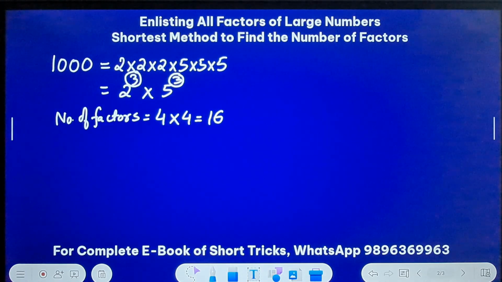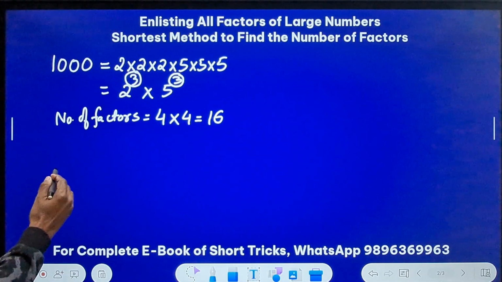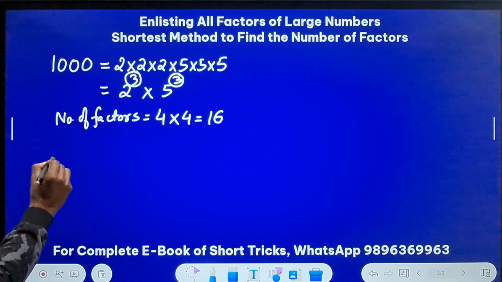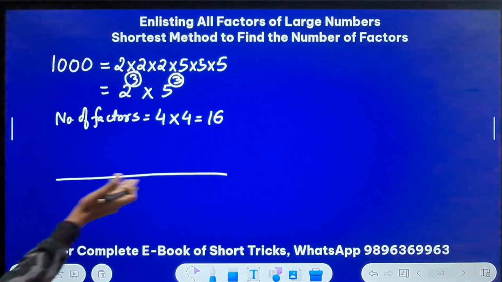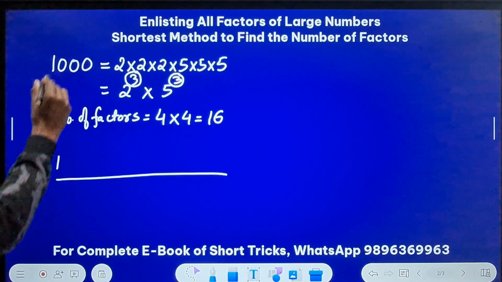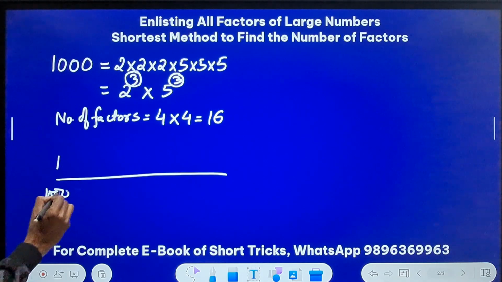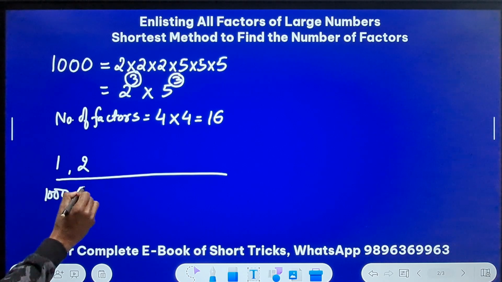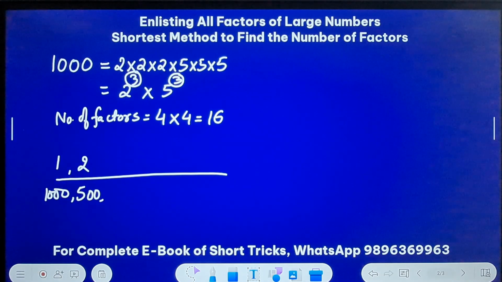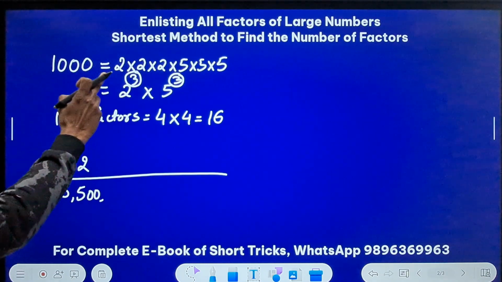And now if you want to enlist the 16 factors, you have to split the screen. So I'll do it like this. I'll write 8 above and 8 below this line. Okay, so 1 multiplied by 1000, this is one pair. Then 2 multiplied by 500, this is another pair. And now keep on doing like this and find out the smallest number which divides 1000.